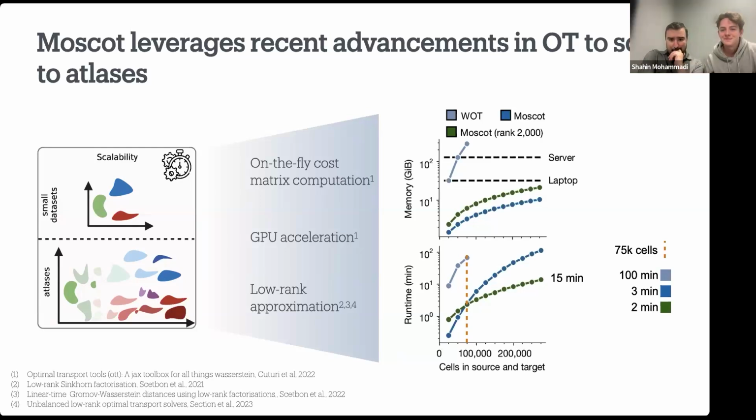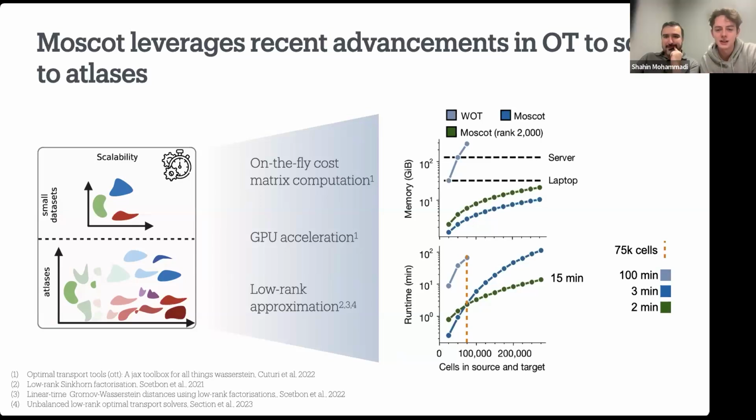And in terms of runtime, that means for 75,000 cells, it almost takes 2 hours to run Waddington OT, whereas with moscot, we have 2 minutes. And even if we go to 300,000 cells, it's solvable within 15 minutes. So that's just a few examples of how relevant that is.